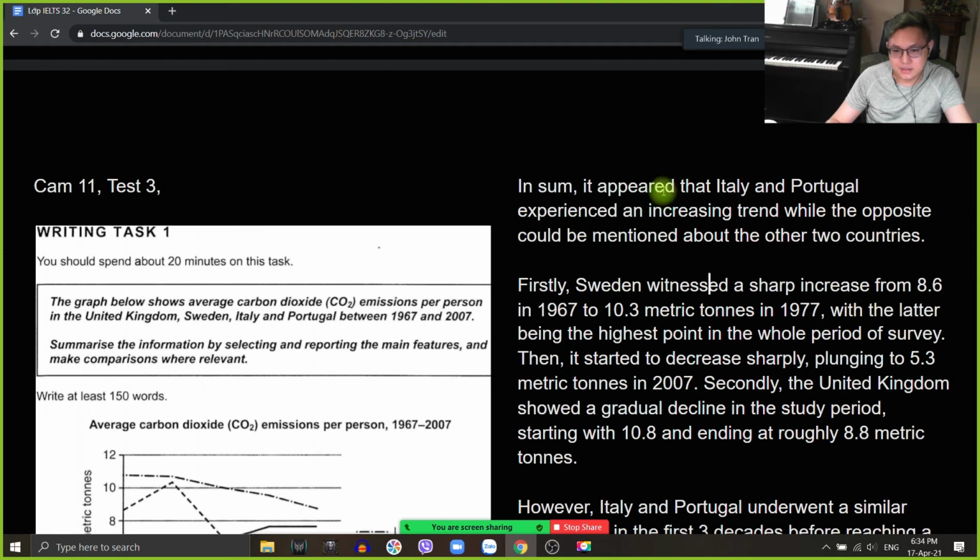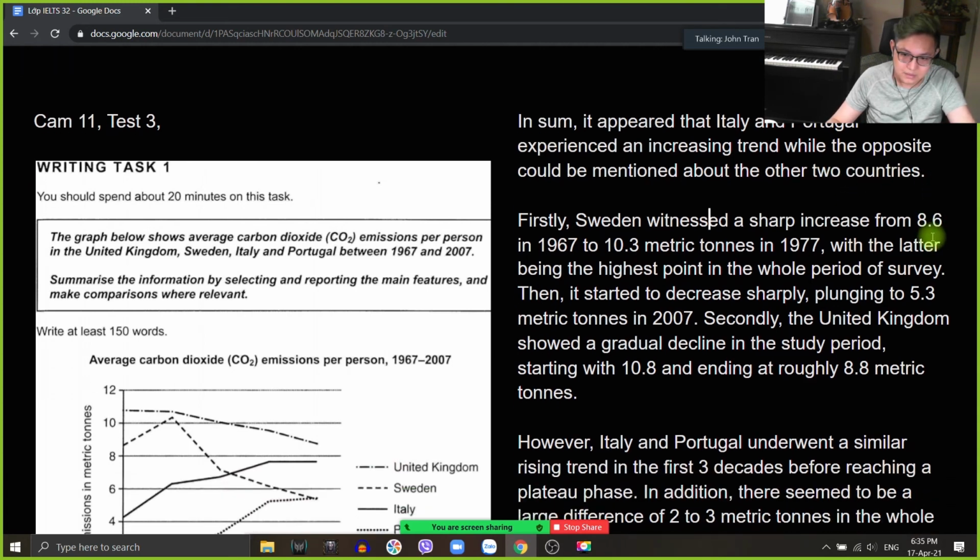Overall: In sum, it appeared that Italy and Portugal experienced an increasing trend, while the opposite could be mentioned about the other two countries. Simple as that. You just need to be this simple. You don't have to go into too much detail in the overall.